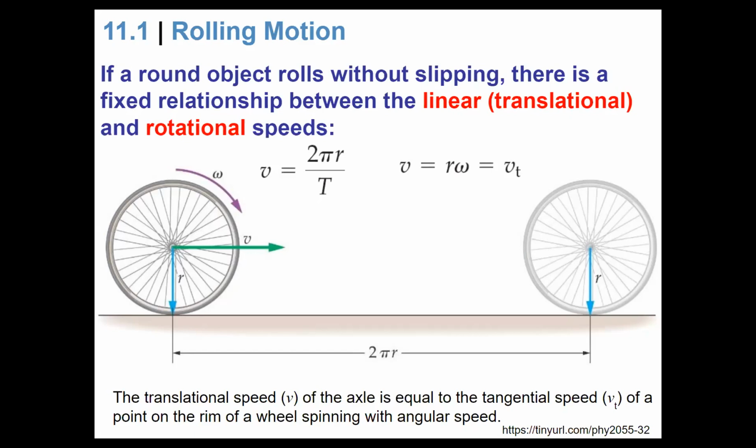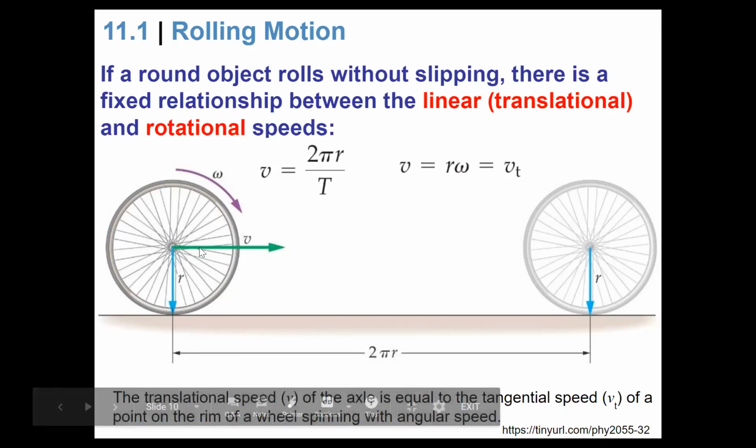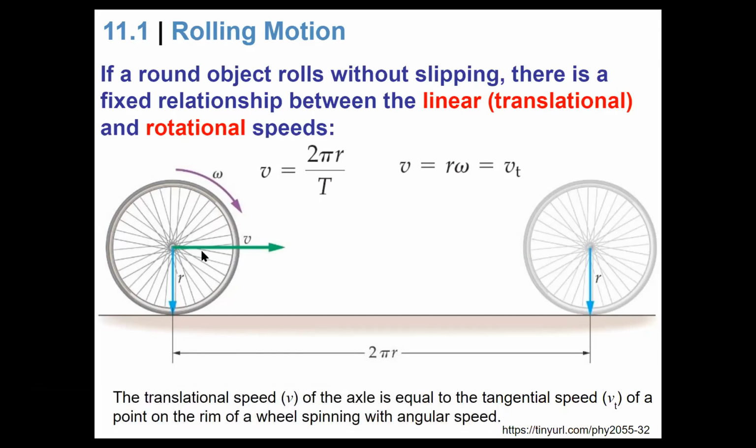As I mentioned earlier, sometimes when an object is moving, it might have linear motion and rotational motion at the same time. For example, a bicycle wheel rolling across the floor is rotating about its axis going through its center, but at the same time the whole wheel is moving linearly towards the right. So this wheel has both rotational motion and linear motion.